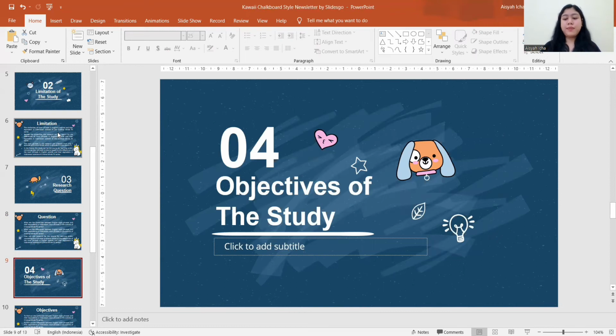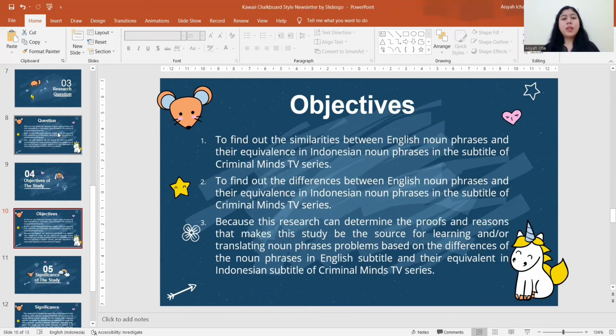And then objectives of the study. So the objectives of the study are basically the answers to the questions. So number one is to find out the similarities between English noun phrases and their equivalents in Indonesian based on the subtitle of Criminal Minds TV series. And then number two is to find out the differences between English noun phrases and the equivalents in Indonesian subtitle in Criminal Minds TV series.